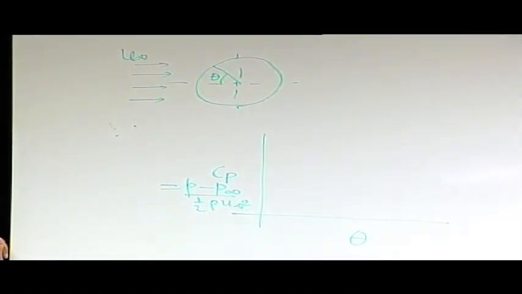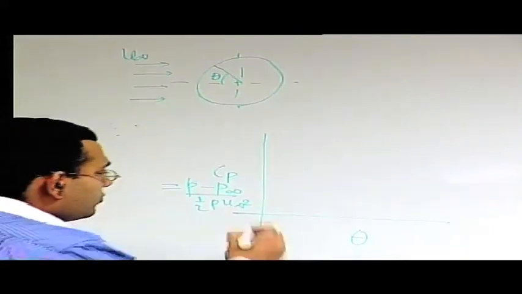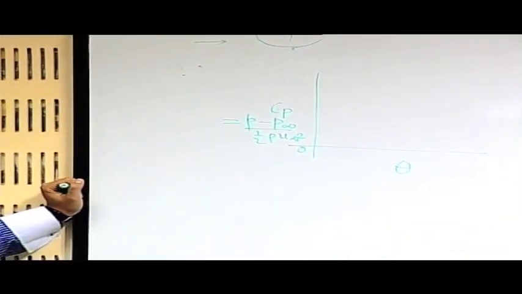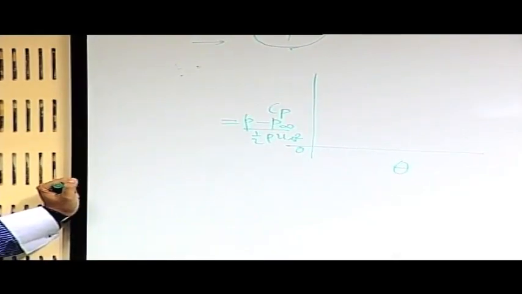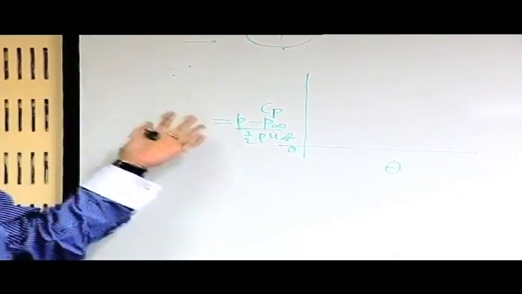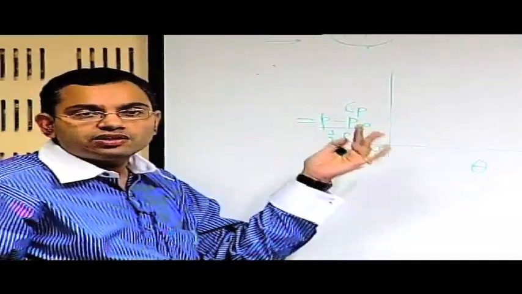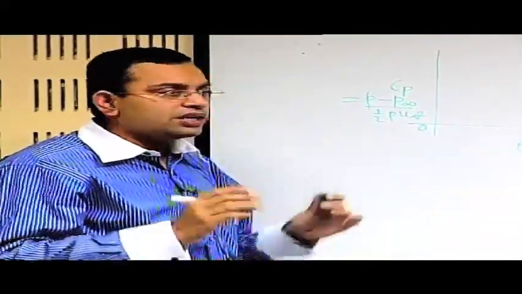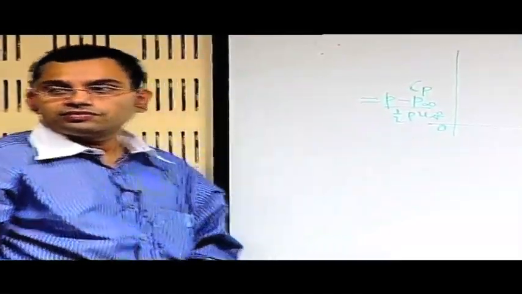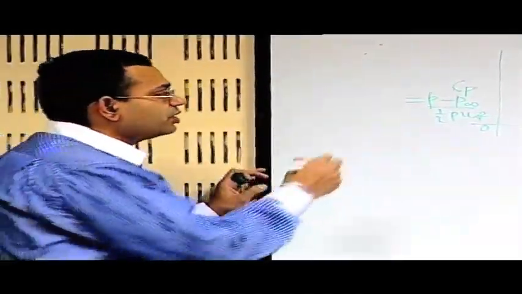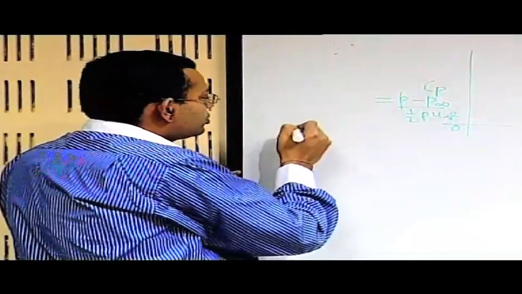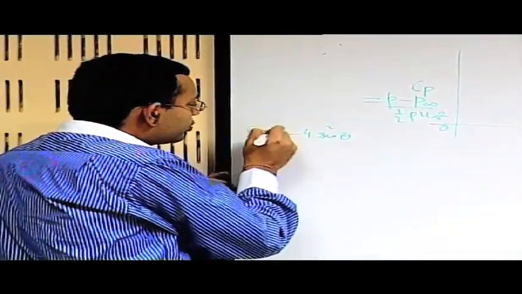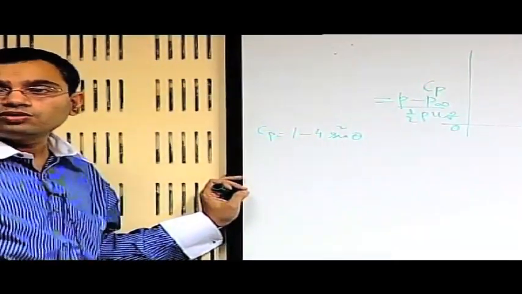Now let us try to make a sketch, say from theta equal to 0 to theta equal to pi, the variation of the coefficient of pressure, which is basically a non-dimensional variation of pressure as a function of theta. First of all, let us plot it for a potential flow. So for the potential flow, if you recall, it was 1 minus 4 sine square theta for flow past a circular cylinder without any rotation.